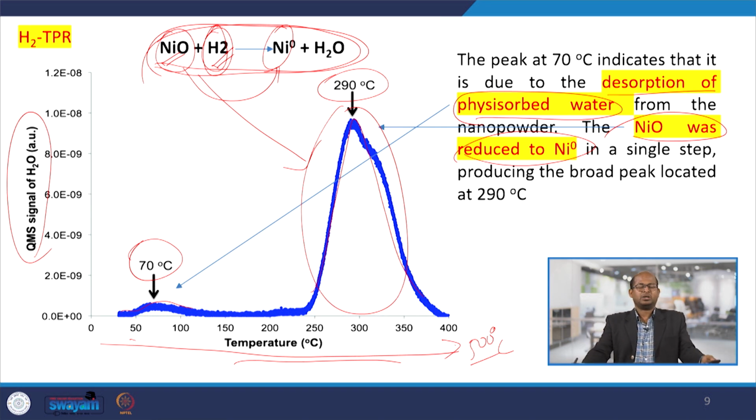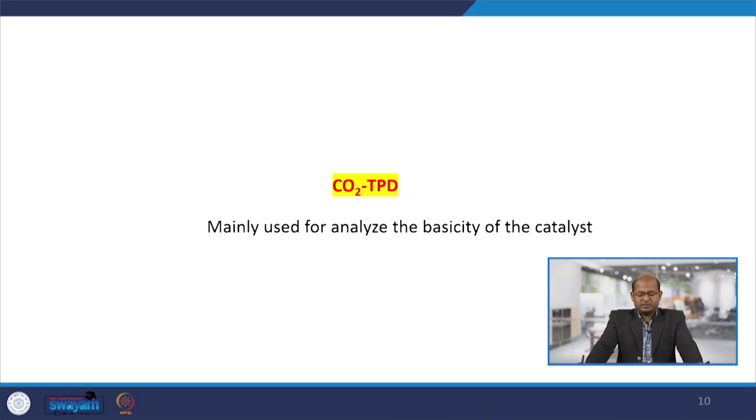So, how much quantity of hydrogen gas is required to reduce that catalyst, and at what temperature that reaction will take place, we can easily measure with the help of this type of experiment, temperature programmed reduction. Okay. Similarly, CO2 TPD we can also do, carbon dioxide temperature programmed desorption study.